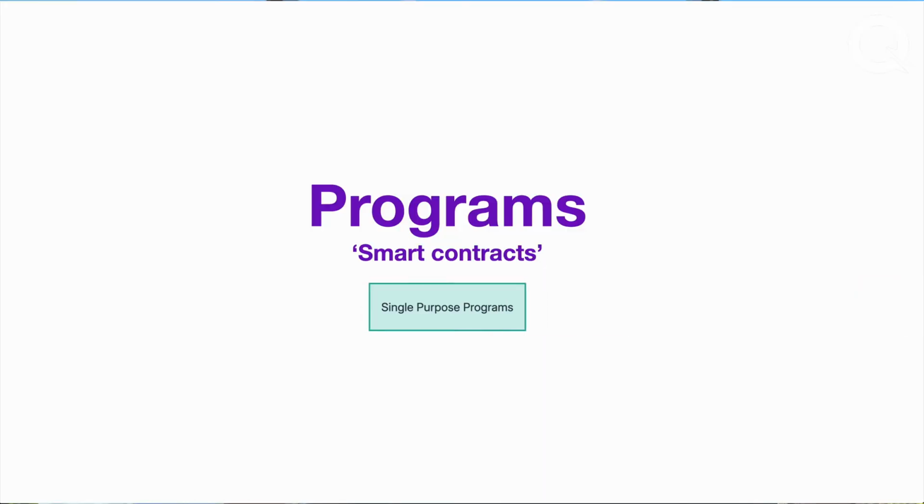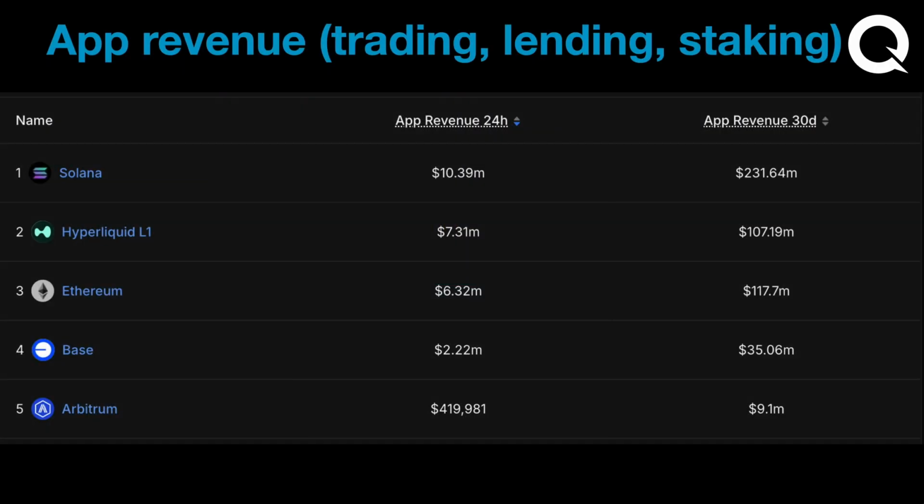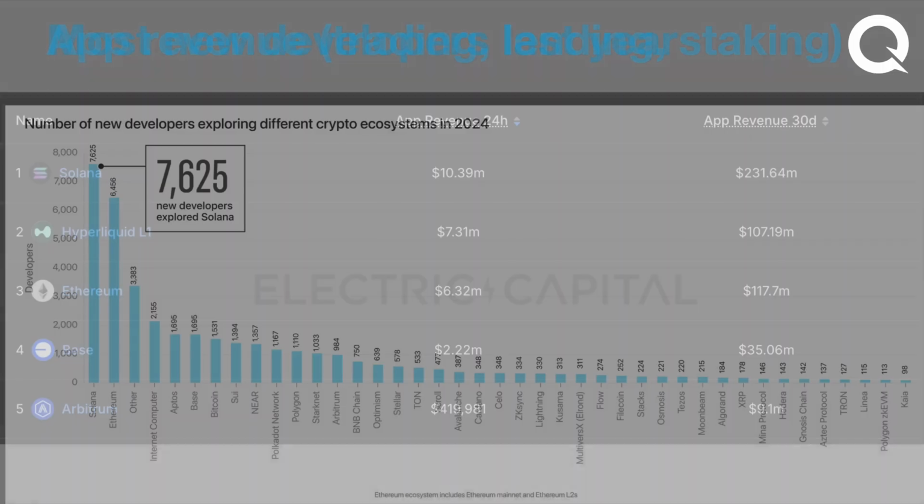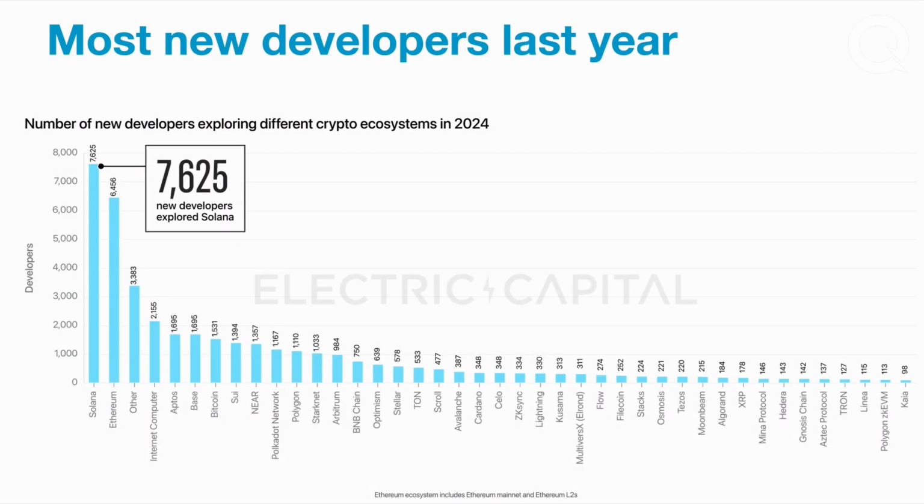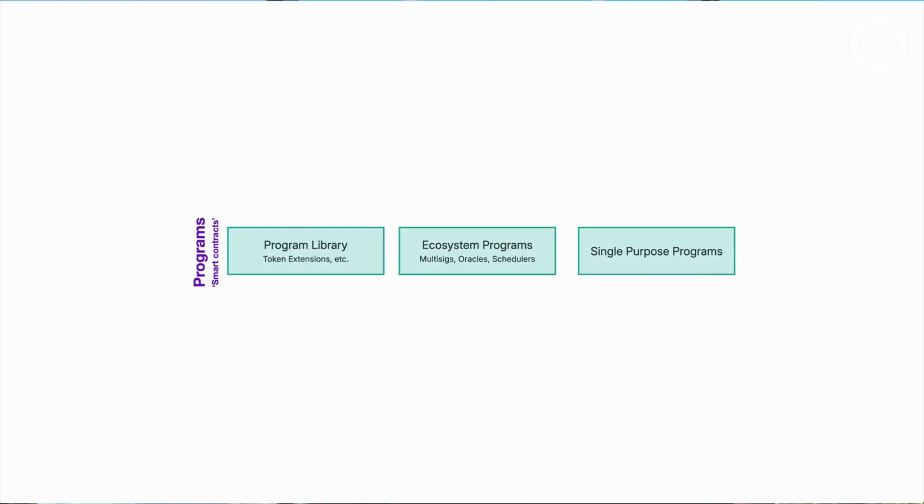Let's talk about actual single-purpose programs. Things like decentralized exchanges, betting platforms, borrow-lend platforms, and all the DeFi that's happening on Solana. Are people making money? And the answer is yes, they are. App revenue is at an all-time high. That's more than any other blockchain. Additionally, Solana has the most new developers last year, which makes sense because it has the most revenue. So that's it for on-chain programs. So let's talk about the actual mobile and web apps that people use to interact with them.